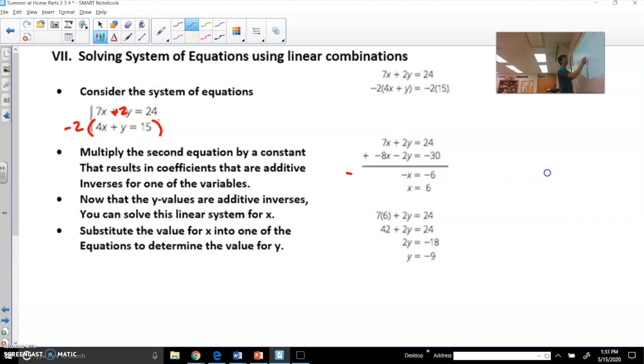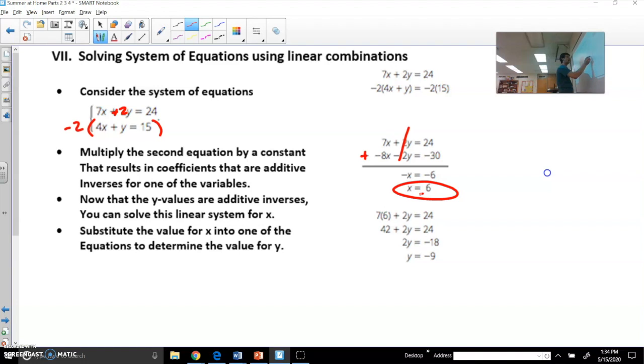-2 times 4, -8. -2 times 1y, -8y. -2 times 15, -30. And so what happens is when you go to combine these two equations now, you can just rewrite that other equation. It doesn't change at all. But now when we add these together, your variables are canceling. 7x plus -8x, that's -1x. 24 plus -30 is -6. And then when we divide that -1 over, we're figuring out that x has to be the value of 6.